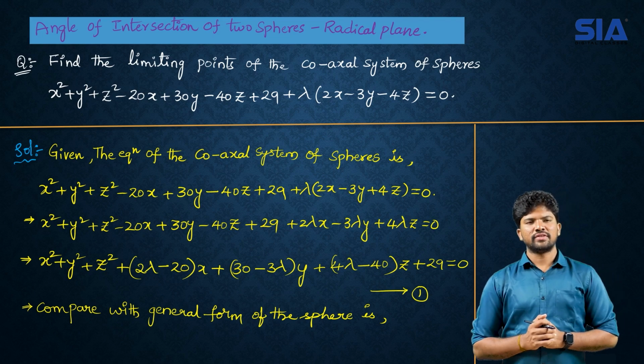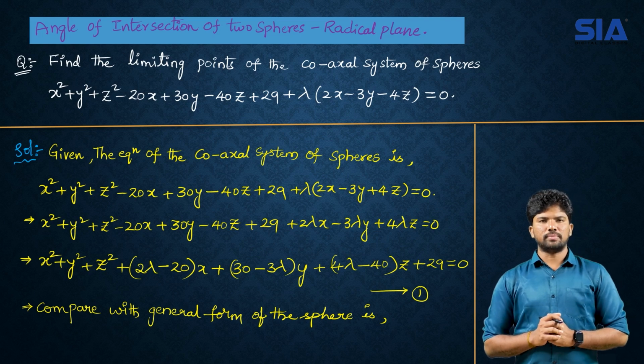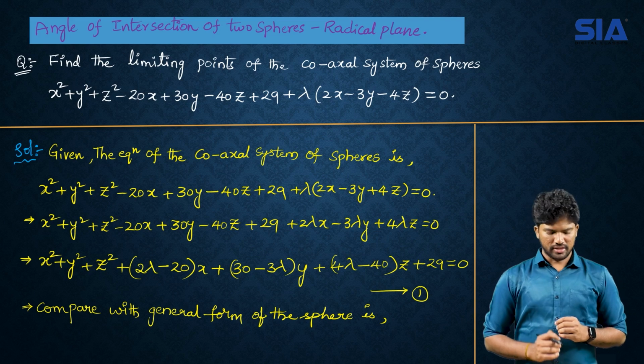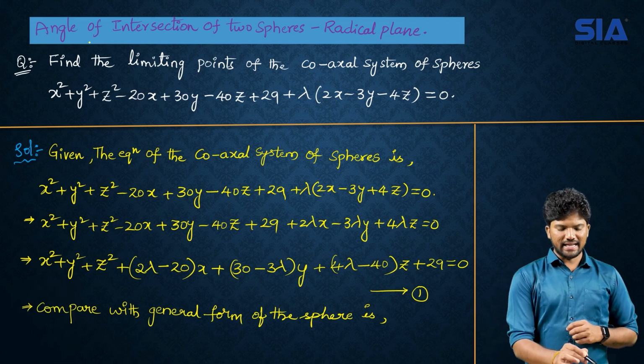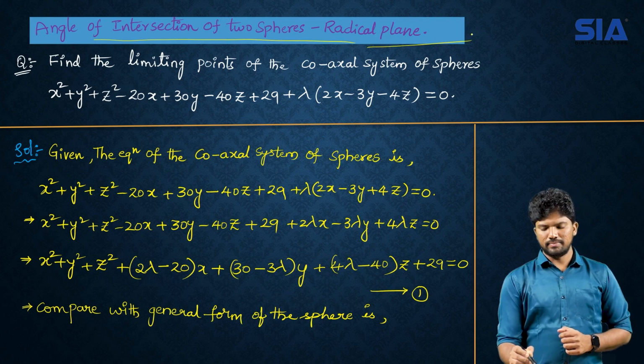In this lecture, we are going to discuss one of the important topics and the last topic of Unit 1: angle of intersection of two spheres and radical plane. This is the last topic in this chapter.